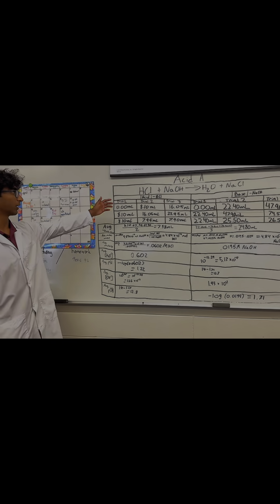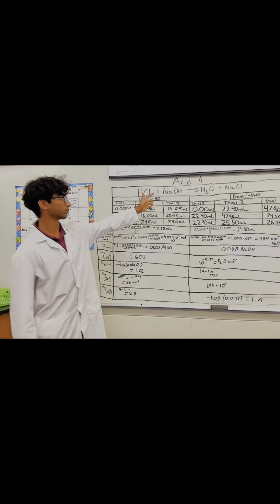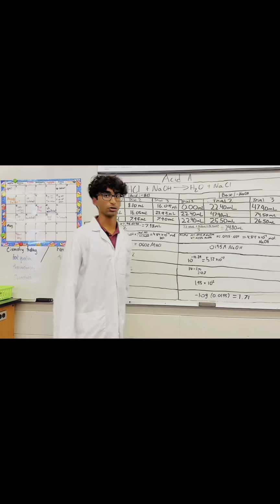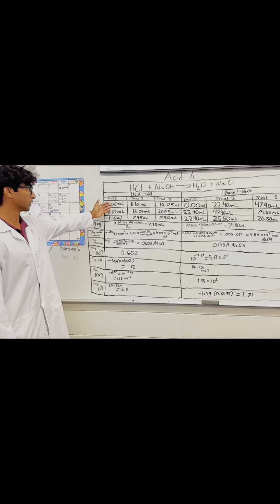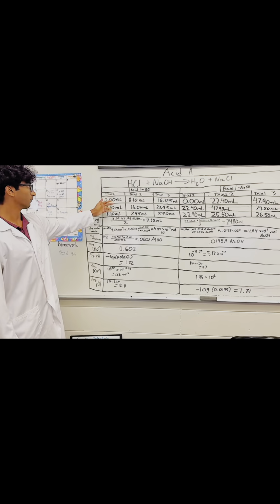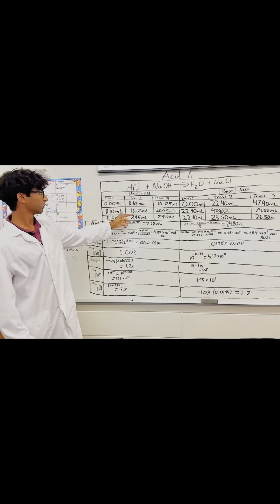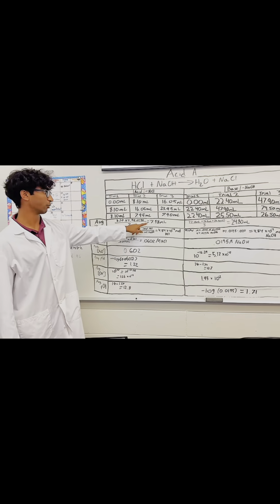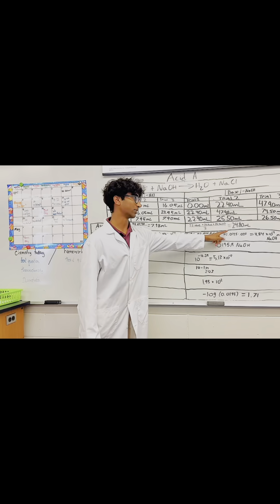Now we're going to be moving on to our results for the experiment, starting off with acid A. Our formula with hydrochloric acid plus sodium hydroxide is going to yield water in addition to sodium chloride. So we did 3 trials with each acid. The results were pretty consistent for all of it. And the average volume we used for the hydrochloric acid was 7.98, and the base is 24.80.